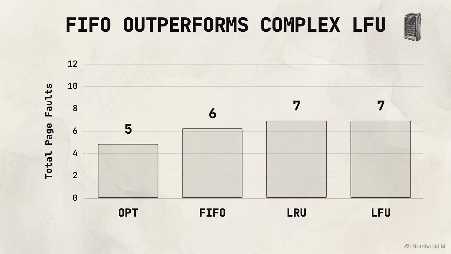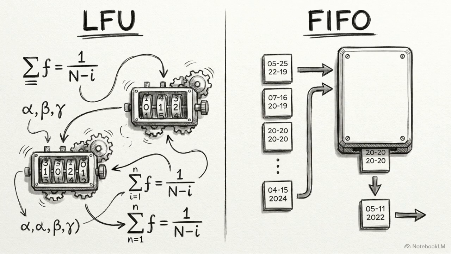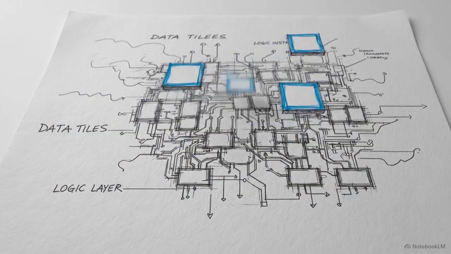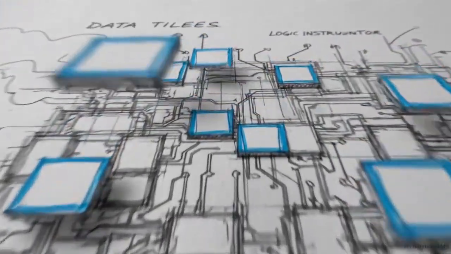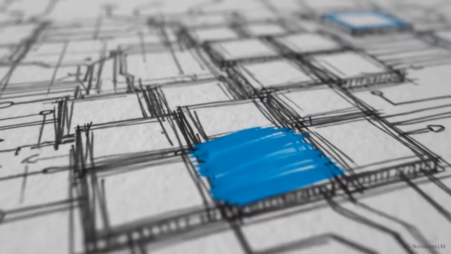This table compares algorithm performance against a standard reference string. Pure LFU yields 10 page faults. If we run that exact same dataset through a basic first-in, first-out queue, we only get 9 faults. This presents a tension. A sophisticated algorithm that meticulously tracks usage frequency is underperforming a chronological queue that only looks at arrival times. To diagnose this inefficiency, we have to look past the abstraction and mechanically trace how the algorithm updates its state, step by step.